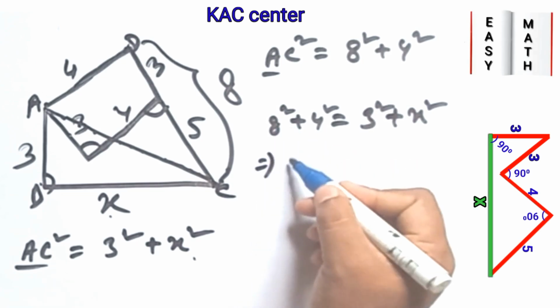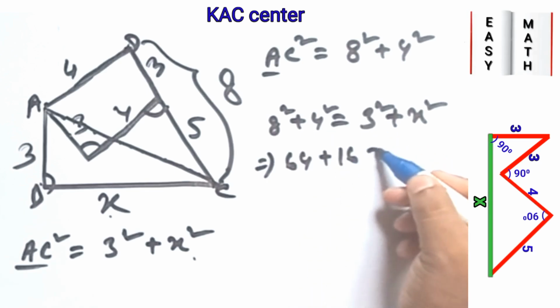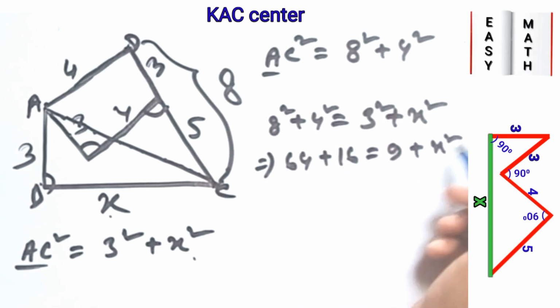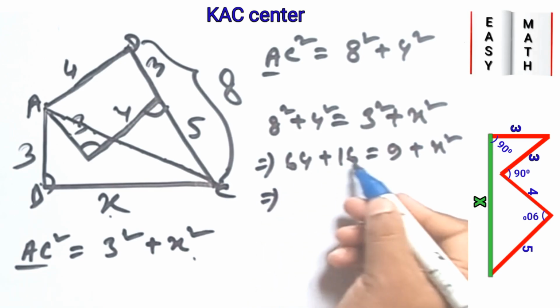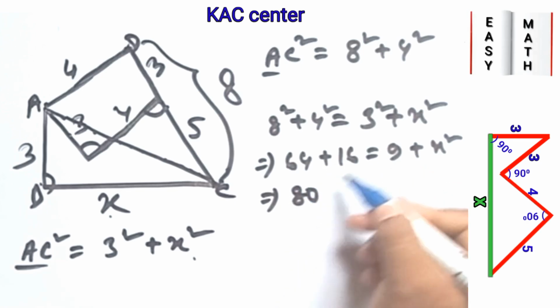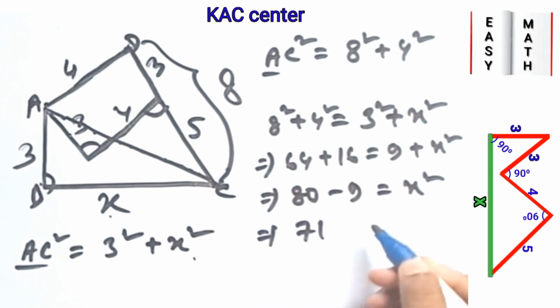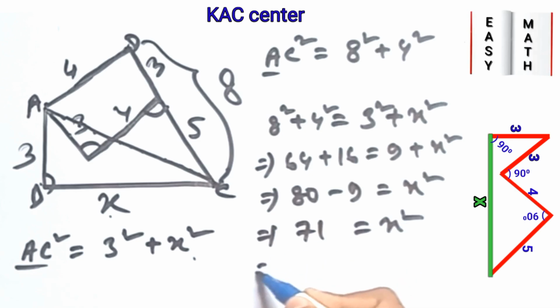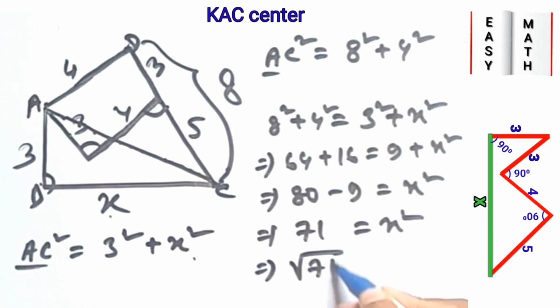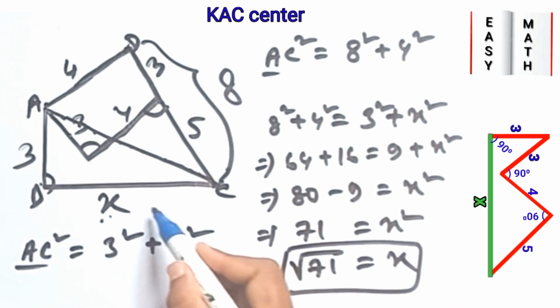So 8 square is 64, and 4 square is 16, and 3 square is 9, and this is x square. So the value is 80 minus 9, and this is x square, so the x value is root x square. So we get the x value is root 71.